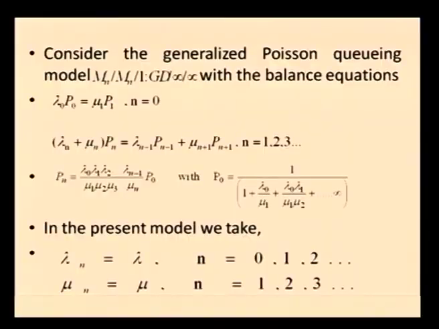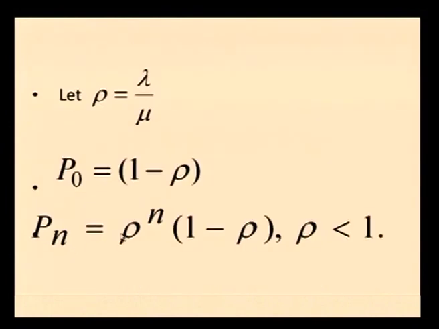So all these are products. We have finally lambda power n by mu power n, which is nothing but lambda by mu the whole power n, which is again rho power n into P naught. What is P naught? We just now saw it is 1 minus rho. Hence, we have Pn equal to rho power n into 1 minus rho, provided rho is less than 1.